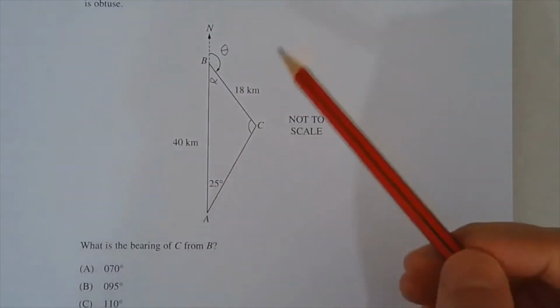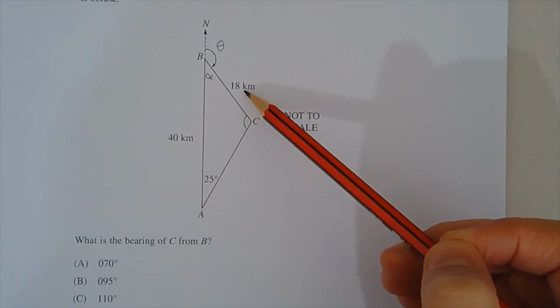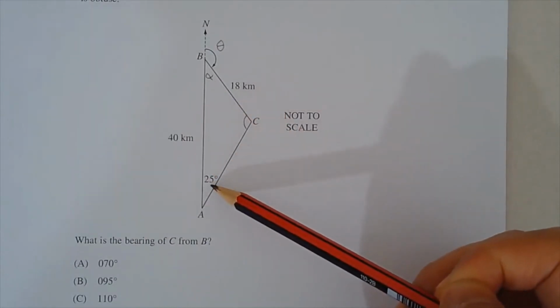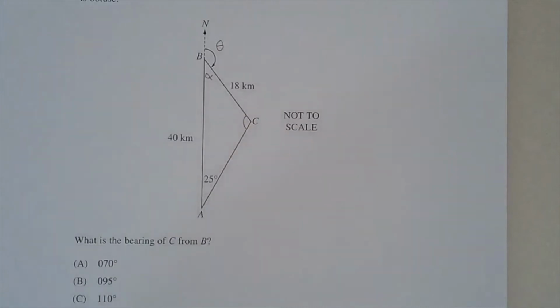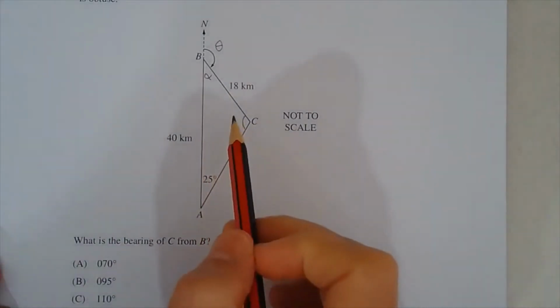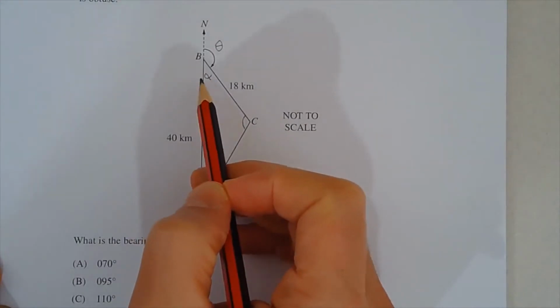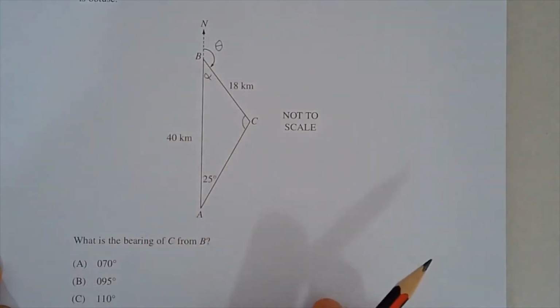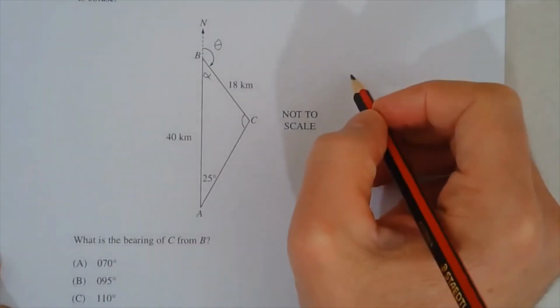Now, we have some known sides. We have 18 kilometers, side BC, which is opposite angle BAC, this 25 degrees. We have a side angle pair, so we're going to use the sine rule to find angle BCA. Once we find that, we use the angle sum of a triangle to find alpha, and then supplementary angles to find theta.